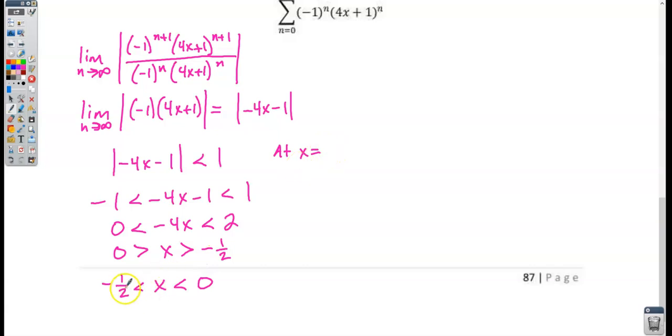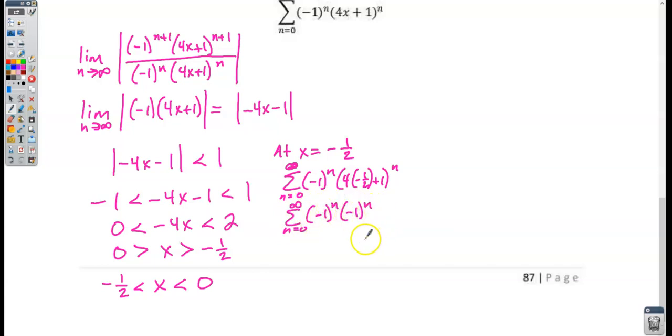Let's do the left endpoint first. At x equals -1/2, I'm going to put -1/2 into our series in place of x. So this is going to be (-1)^n times (4 times -1/2 plus 1)^n. If I simplify this, this gives me the sum from 0 to infinity of (-1)^n times (-1)^n, which is just the sum from 0 to infinity of 1.